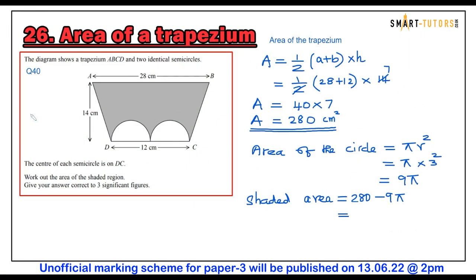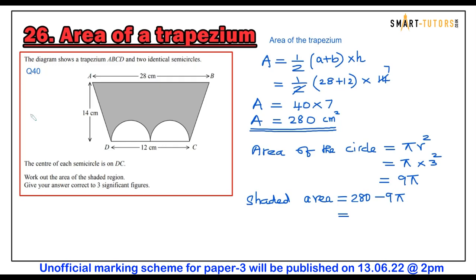Topic number 26, area of a trapezium. This is in the advanced information. The area of the trapezium is A equals half times (a plus b) times height, or (a plus b) divided by 2 times height. So half into 28, one of the parallel sides, plus 12, times the height, which is 14. Half of 14 is 7, 28 plus 12 is 40, 40 times 7 is 280 centimeters squared, the trapezium's area, right?